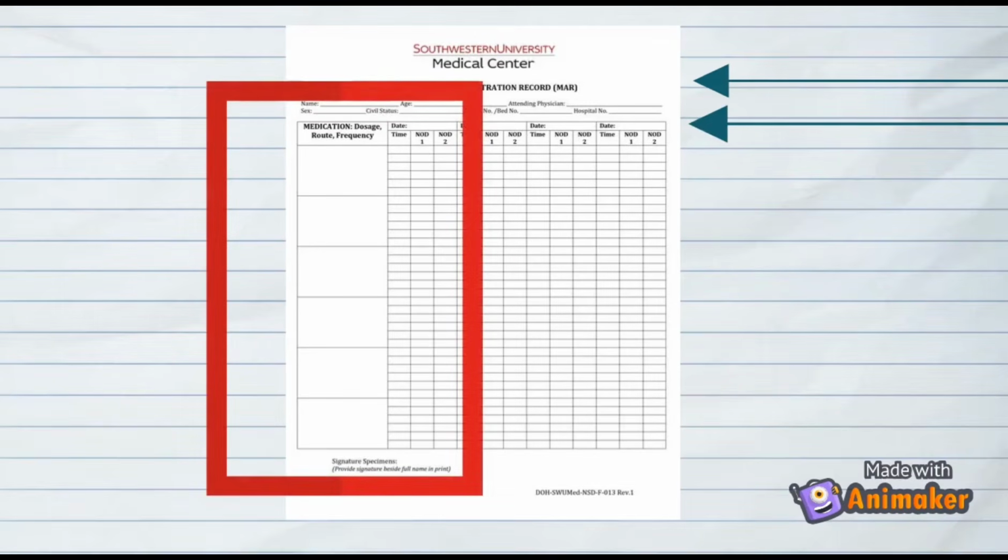In the medication administration record, we have to first fill up the client's demographic data in the upper portion of the sheet, and then fill up the dates in the upper portion of the table, and transcribe the client's medications on the left portion of the table.